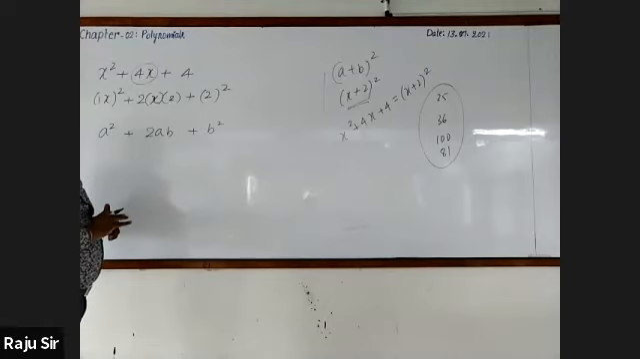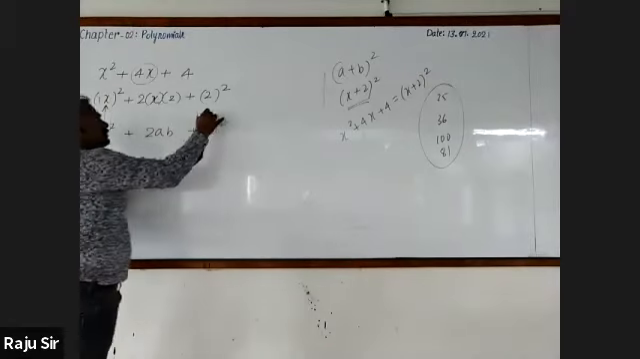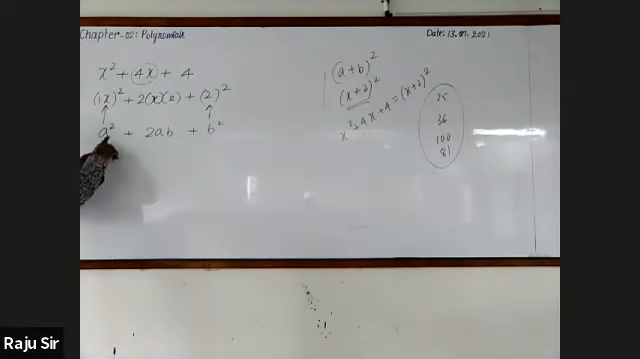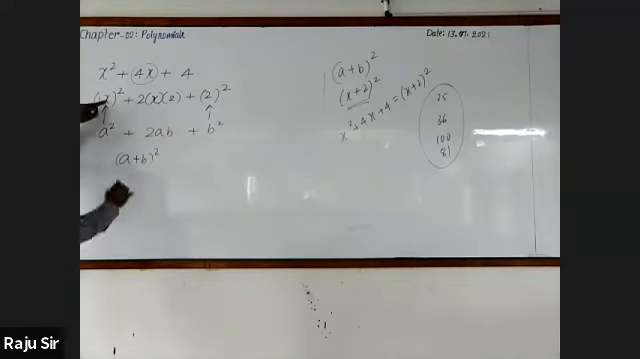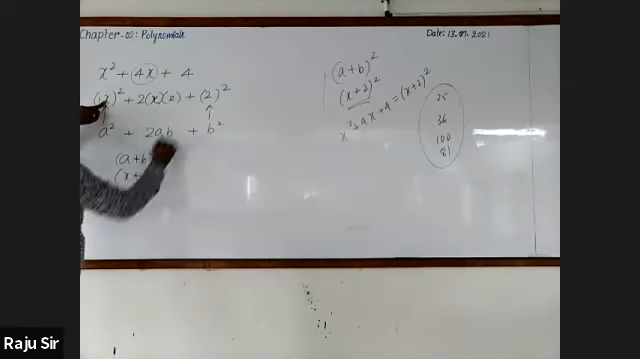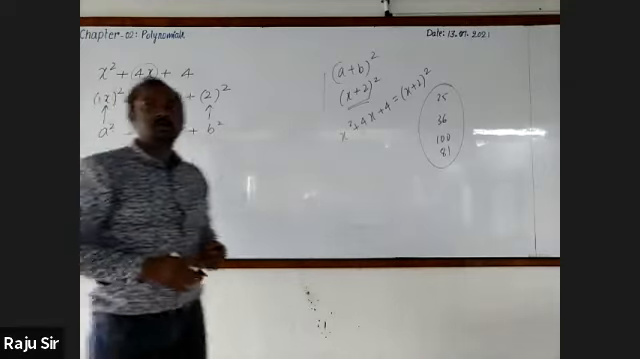Clear? Yes, sir. In place of b, 2 is there. We know that a square plus 2ab plus b square is a plus b whole square. And a is x and b is 2. So it is x plus 2 whole square.